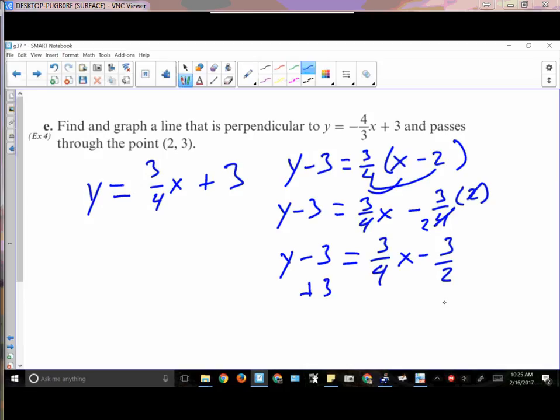Need to add 3 to this side, add 3 over here. Problem is adding 3 to this, it's negative. Whenever you're working with fractions, choose the improper fraction denominator. So 2, 3 times 2 is 6. So negative 3/2 plus 6/2 is going to give me 3/2.